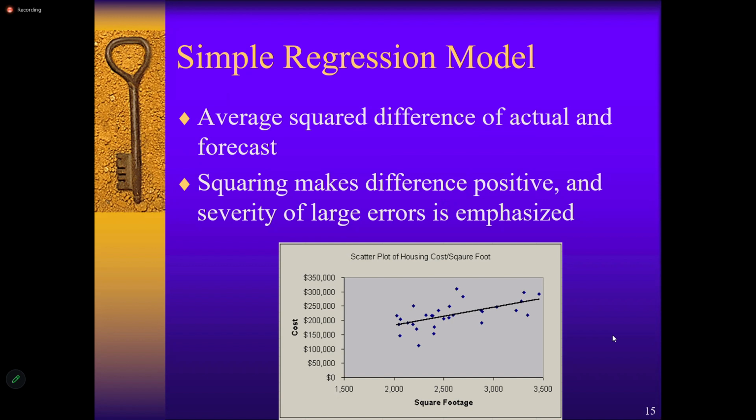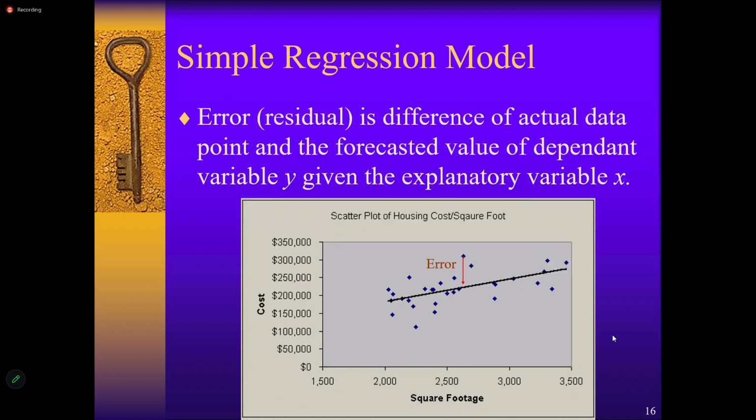So whether the value is positive or negative, the important thing here is that the difference should not be very far, so that we can have a more reliable prediction model involving your x and y. Now, error is defined as, or is actually known as, residual. It's the difference of the actual data point and the forecasted value of the dependent variable y given the explanatory variable.